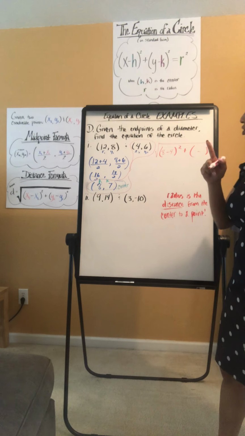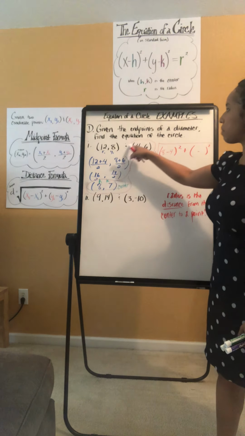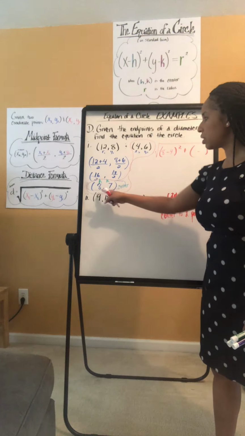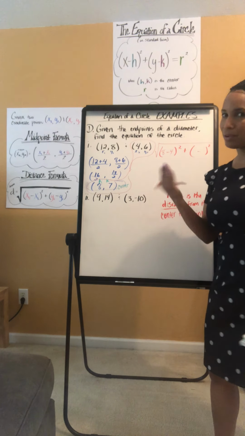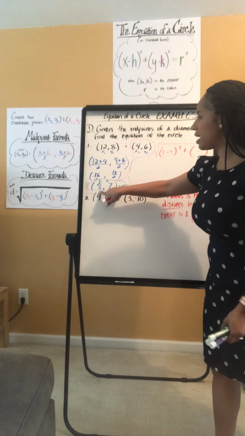Make sure that you don't make a circle. I can't say 8 minus 4 and then 6 minus 7. This is not a circular type thing, even though it is a circle. So 8 minus the 4.